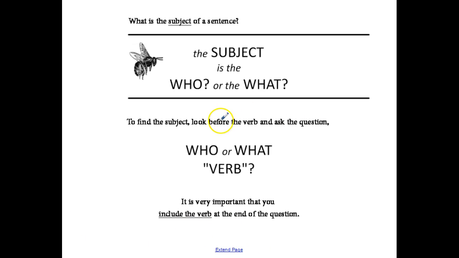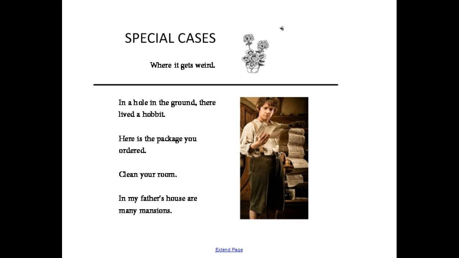Now, for the most part, all of our subjects are going to be before the verb, but there are a few exceptions to this, and I need to go over these exceptions with you before we go on to practice. Check out these special cases. First one, in a hole in the ground there lived a hobbit. Okay, fine.